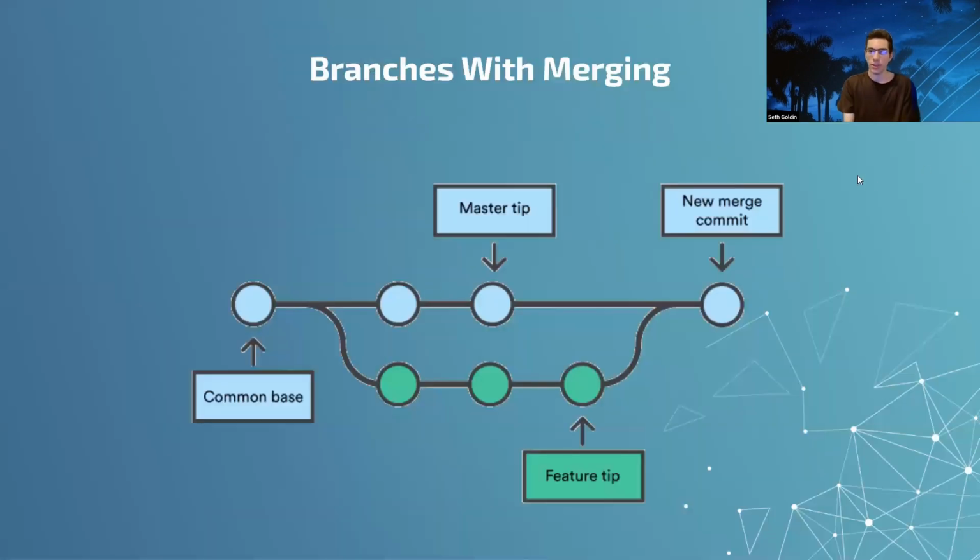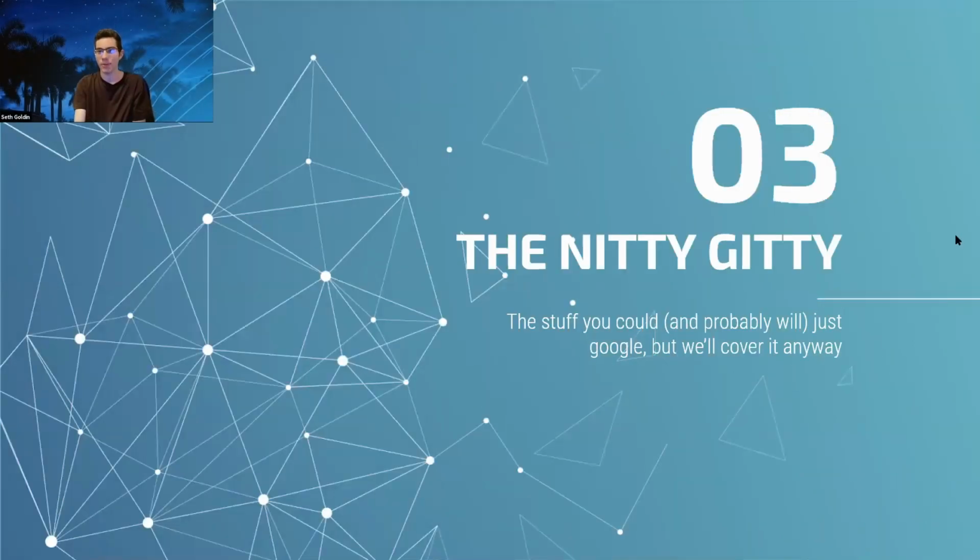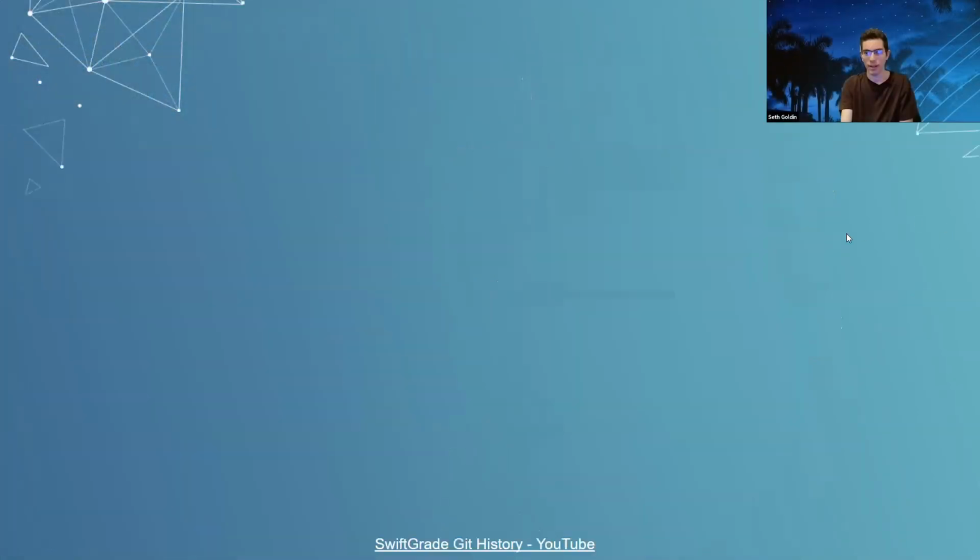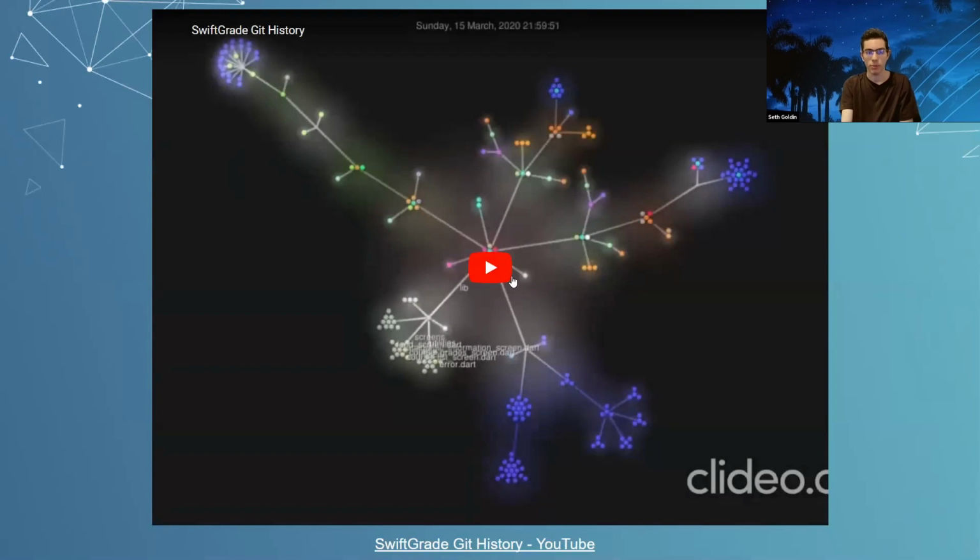So let's go back to our diagram. That's basically what this looks like. You have your main tree. We have our branch that pops out with the feature. Each of these dots, keep in mind, is a commit or a checkpoint in our code. And then we combine them back together into one tree or branch with a merge commit. Okay, it's time for the nitty-gritty. This is the stuff that you could Google, but we'll cover it to understand more.